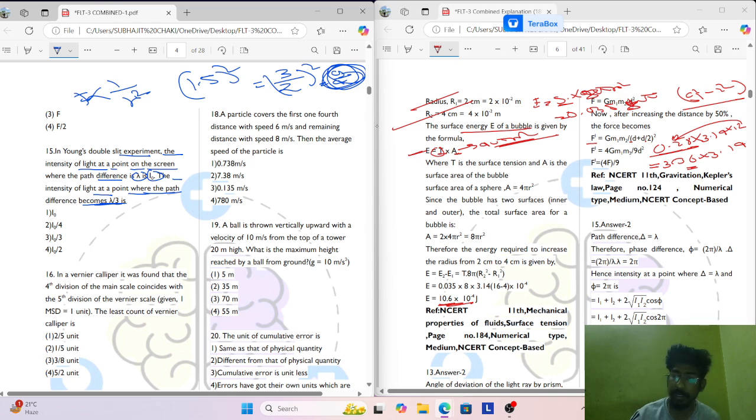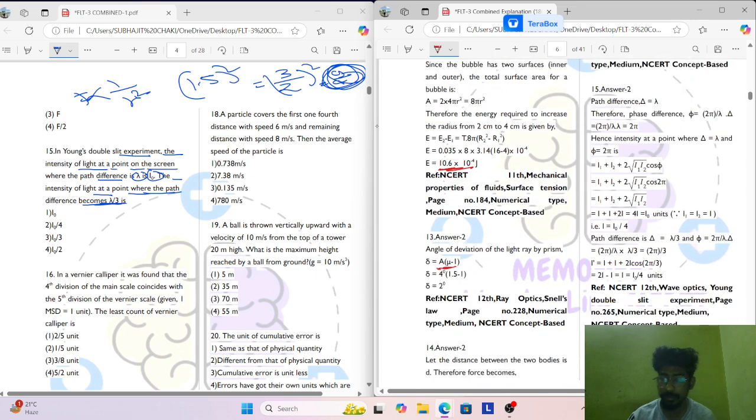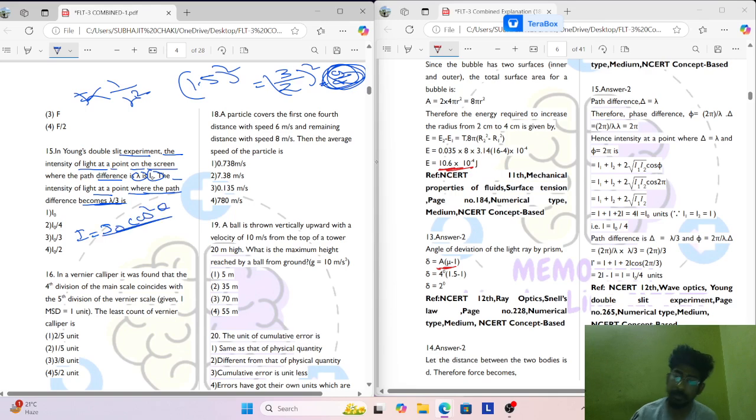So from path difference we cannot calculate this from Malus law. There is a law, Malus law. What does Malus law say? I equals I naught cos square theta. From that you can calculate, or by this way.